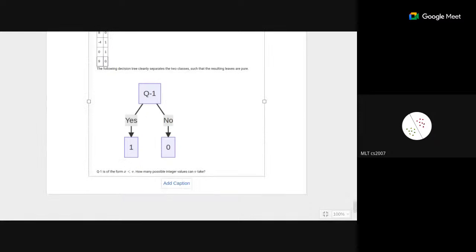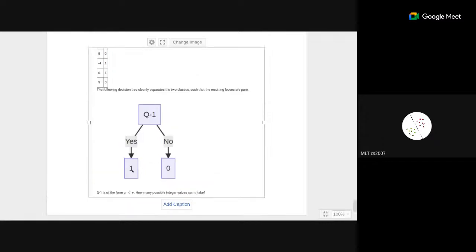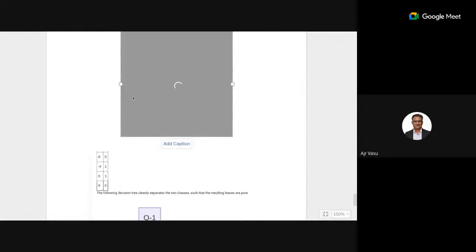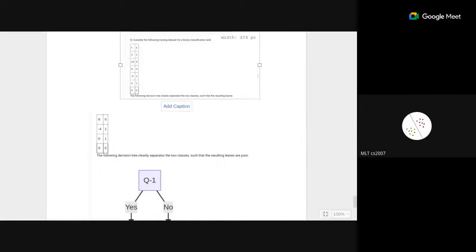Q1 is of the form x less than B. So it probably needs the data shown. That pure part is what I'm not able to understand. What do they mean by pure? The leaves have to be pure, right? In this case, there's the decision stump, so there's only a question followed by two leaves, right? If I plot those data points, we can plot them here itself.